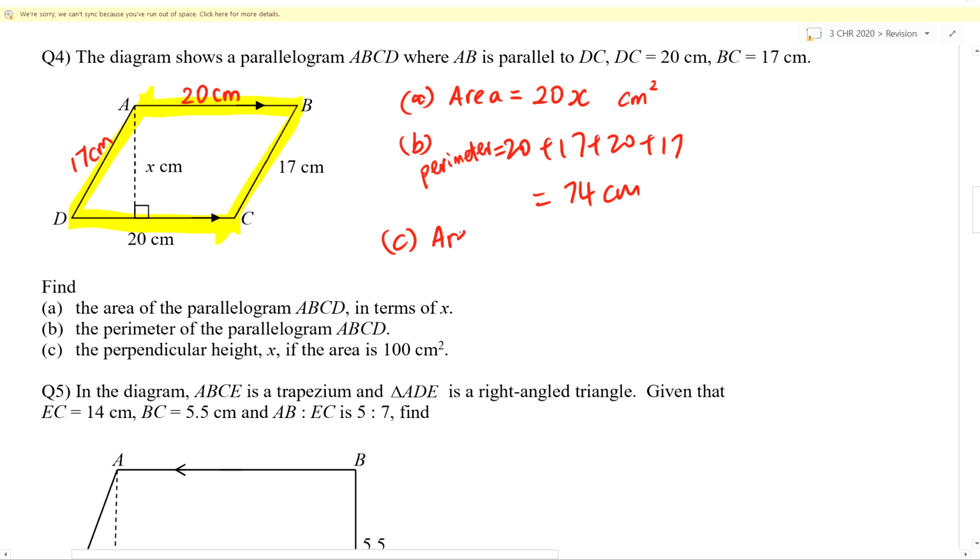So we can state that the area, we copy down whatever was in part A, 20x. And we say that this is at the same time equal to 100. Does this make sense? It's the same area, right? 20x equals to 100. Can you tell me what x is now? 100 divided by 20, yes. Whatever we do on one side, we have to do it on the other side. So we have divided by 20. Divided by 20. So we are left with x. Here we have x equals to 5 cm.